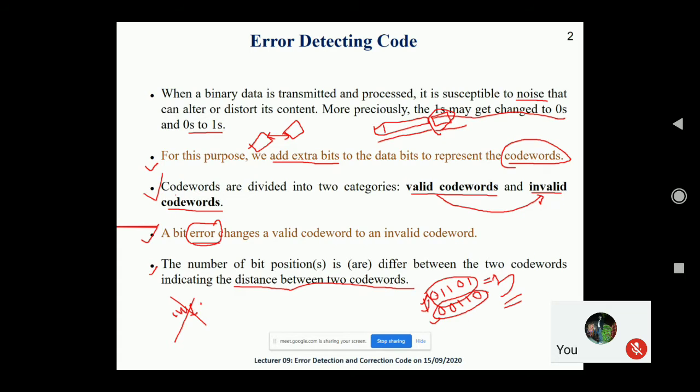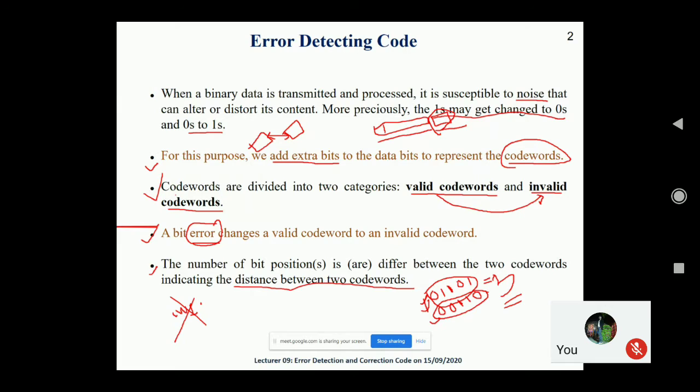See here, the first bit position is 0 and the first bit is also 0. If we are going from MSB to LSB, this one is 0 and this one is also 0. That means there is no difference. The second is 1, but in the second code word it is 0. That means there is one difference. The third bit, going from MSB to LSB, is 1 and this one is 1. That means there is no difference.